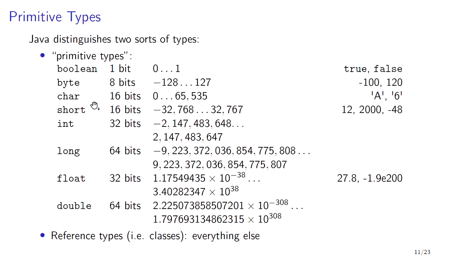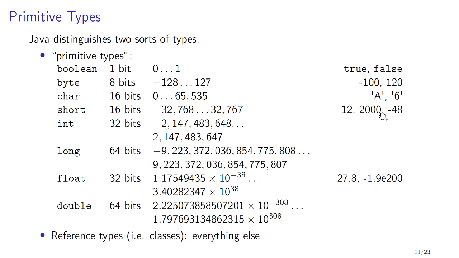There's char, which is a 16-bit character in the range from 0 to 65,535. There's short, a 16-bit integer, which is negative 32,768 to positive 32,767. And so these are potential values of those types. So Boolean: true, false. Byte: negative 100, positive 120. The character is a single character. A or 6 or Z or ampersand would all be single characters.